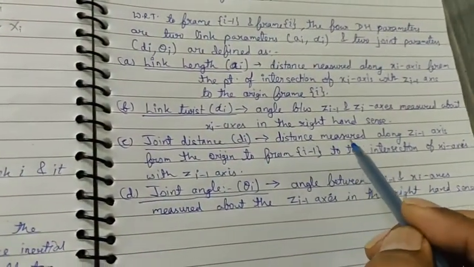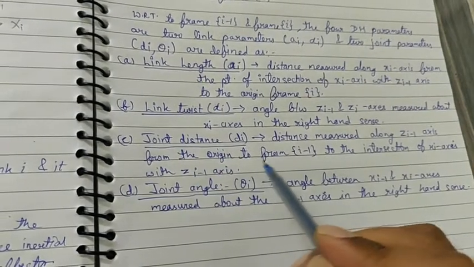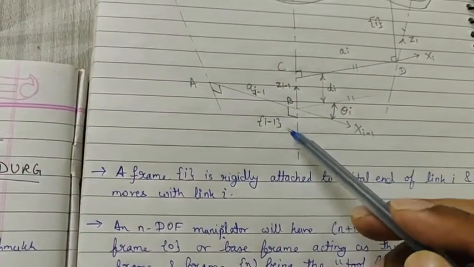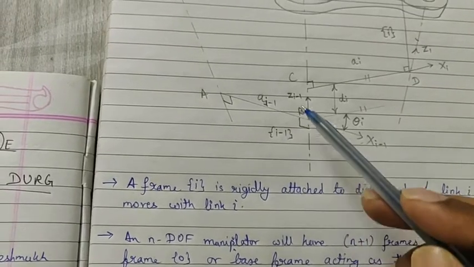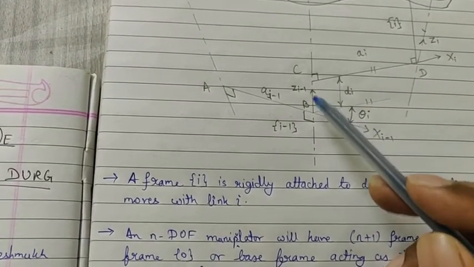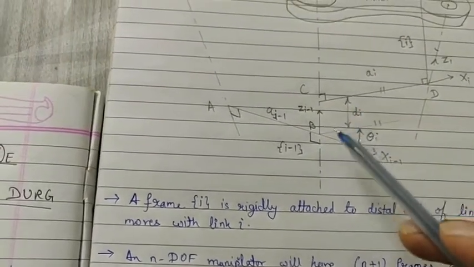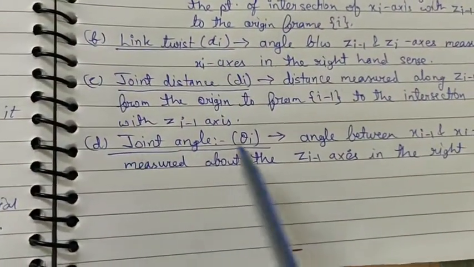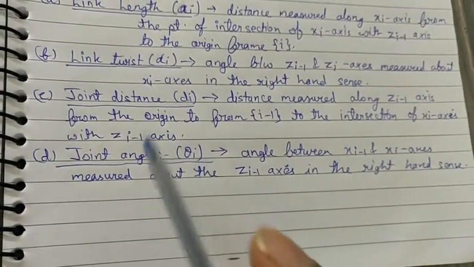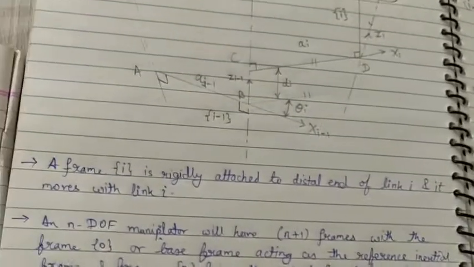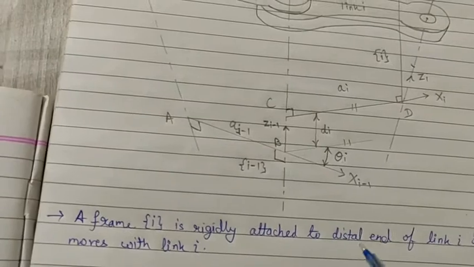Next, the joint distance d_i: the distance measured along the Z_i-1 axis from the origin of frame I-1 to the intersection of the X_i axis with the Z_i-1 axis. Here is the frame X_i-1 on this Z axis, and the distance between the X_i-1 axis and the X_i axis is d_i. This is the joint distance value. The last parameter is the joint angle theta_i, the angle between the X_i-1 and X_i axes, measured about the Z_i-1 axis in the right-hand sense.